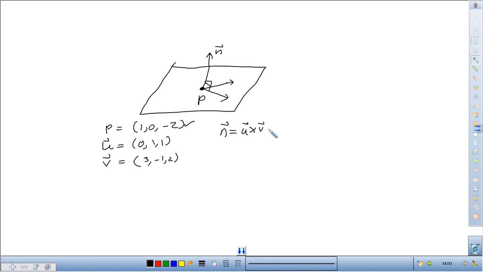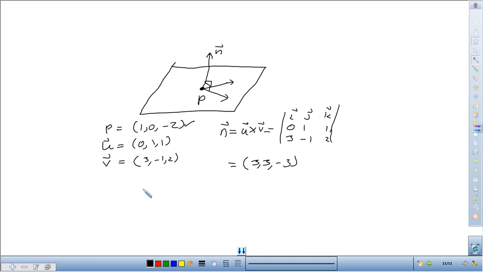So let's calculate what that cross product is going to be. Set up our 3x3 matrix: i, j, k. The u vector is (0, 1, 1). The v vector is (3, -1, 2). That was a little messed up. Okay, so what do we get here? Once again, I'm going to do this really fast. Feel free to do this on your own if you want to check my work. I am possibly wrong, I'm doing this all in my head, just really fast. (3, 3, -3) is our normal vector here, it looks like.